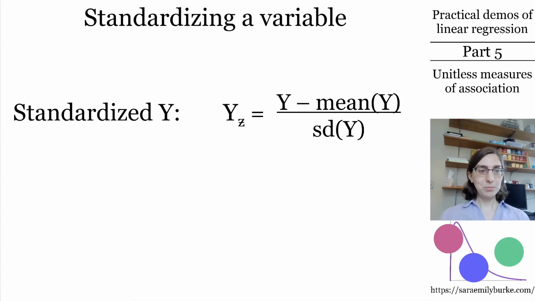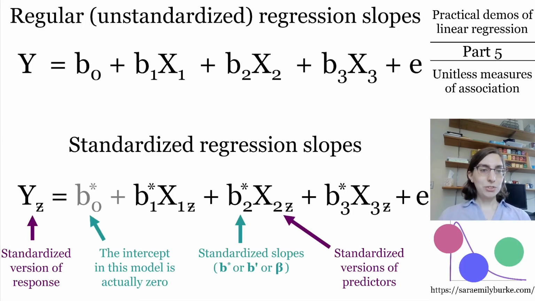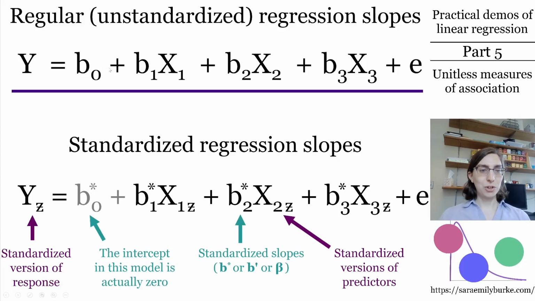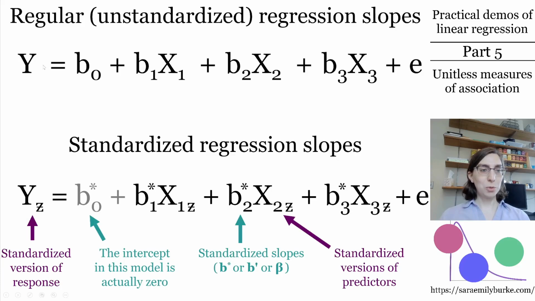A regular or unstandardized regression slope, the kinds of slopes that we've been talking about so far, is defined by this equation that you should already be familiar with. Here with just 3 predictors as an example, but you could have any number of predictors. These slopes, b0, b1, b2, and b3, come from minimizing the sum of squared residuals e given the observed values of y, x1, x2, and x3 in their original units.